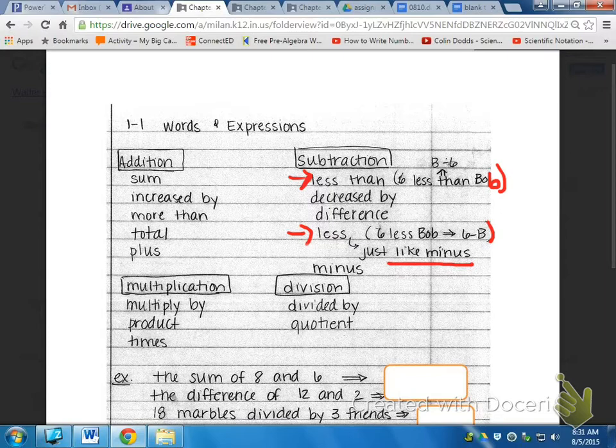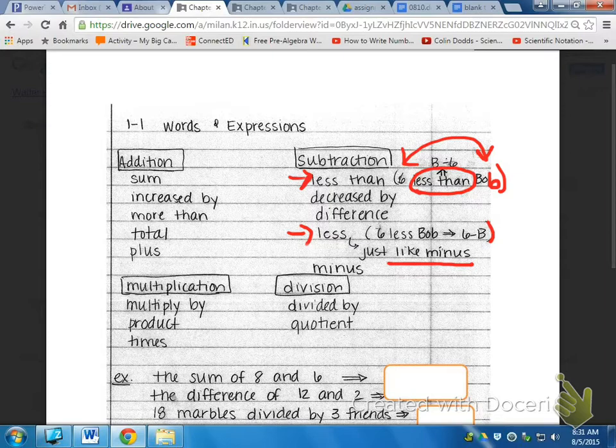Now, I don't know what you can do to help yourself remember that. If you see than, that means you've got to take 6 down, or maybe imagine it as if somebody was talking about you. If somebody was 6 years less than you, try to think how old they would be and what you would do to get that. So 6 less than Bob. We're practicing using a B for Bob, and you'd say B minus 6. So the less than means that you have to switch the 6 and B around. When it's just less, you write it in order. It's just like using minus.